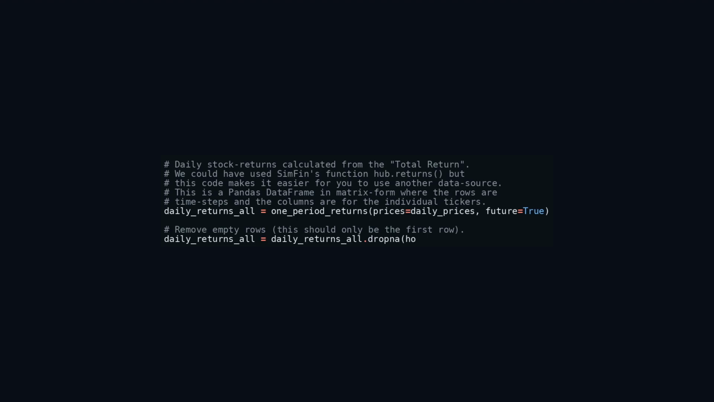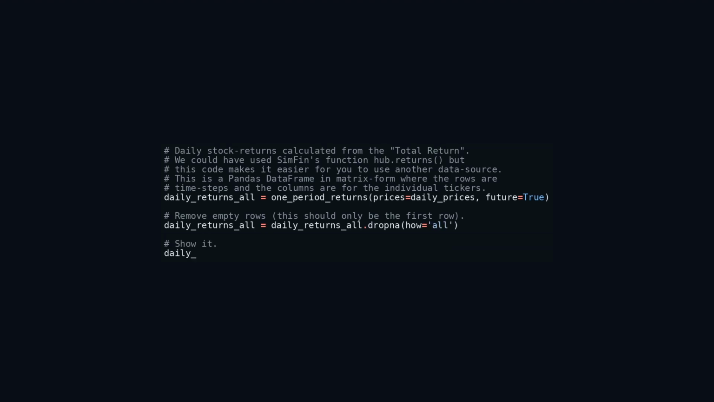This process is useful because it converts the total return data into daily returns, facilitating easier analysis and comparison of different stocks' performance on a daily basis. By providing daily return data, investors can gain a better understanding of the volatility and performance of individual stocks or their portfolio.